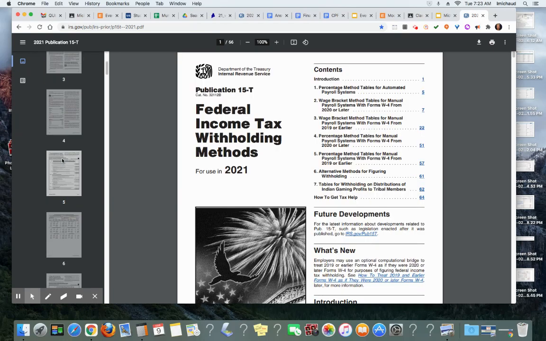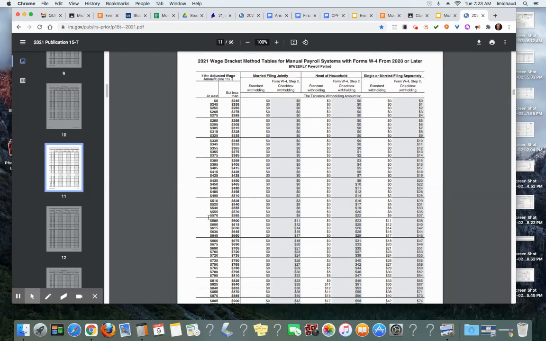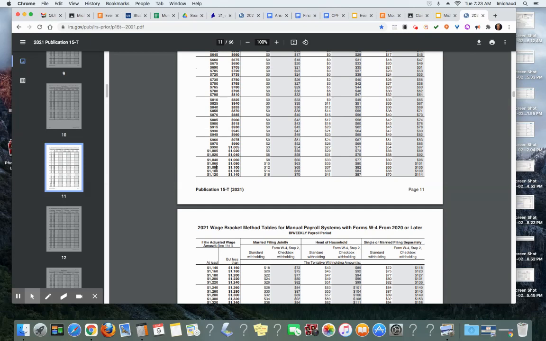So once this loads, you should scroll down to page 11. You'll notice at the top it says bi-weekly, right there. So you need to find the amount for single standard withholding, which is the next to the last column. We need to find the intersection of that and the wages. Now remember, the wages is 1,000. So that is between 990 and 1,005. And the next to the last column is $54.